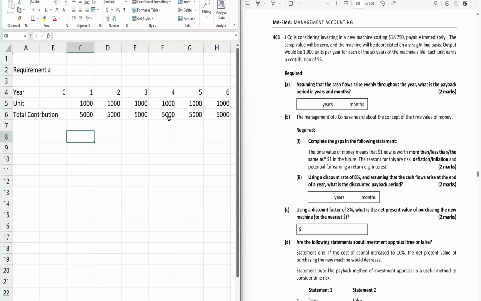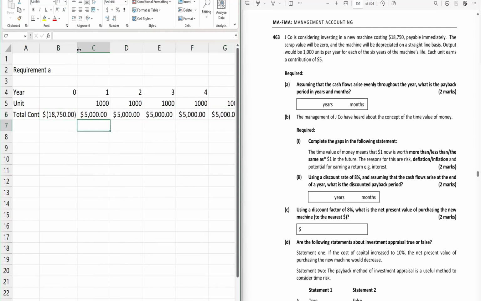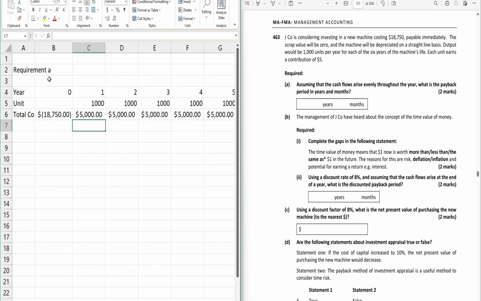Now the question is asking for the payback period. As we are investing 18,750 immediately, these are the currency units, and above 1000 is the number. The question is asking in how many years and months you will get back your money. They are simply asking for the payback period. So in year 0, the cash flow will be minus 18,750.